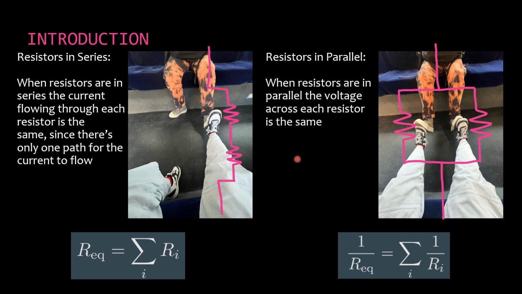And then for resistors in parallel, the voltage across each resistor is the same, and the equation is the reciprocal of the total resistance equals the summation of the reciprocals of the resistances themselves, as represented by this equation down here. And then you can see this picture right here depicts how resistors in parallel look.